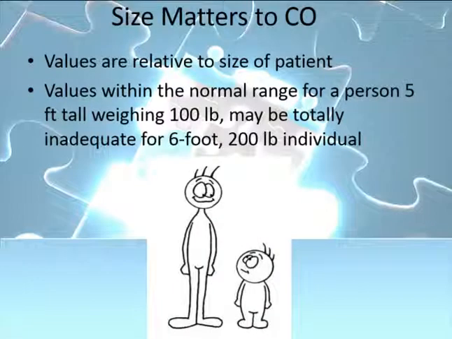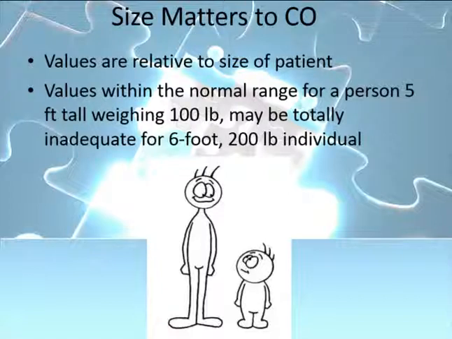So how does size matter to cardiac output? Values are relative to the size of a patient. Say you have a patient who is 5 foot weighing 100 pounds, and you have another person who is 6 foot 200 pounds. A cardiac output of 4 may be adequate for that 5 foot person, but it probably will not be adequate for a 6 foot person.